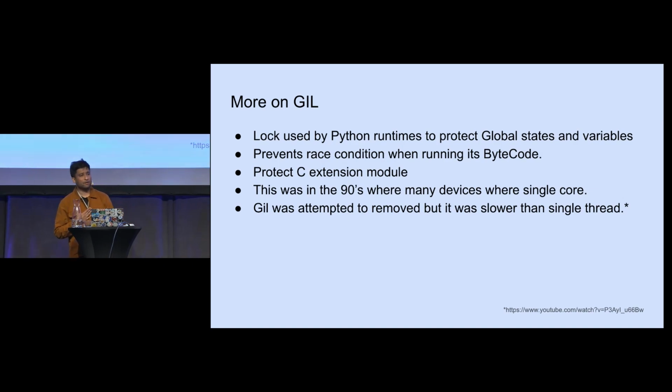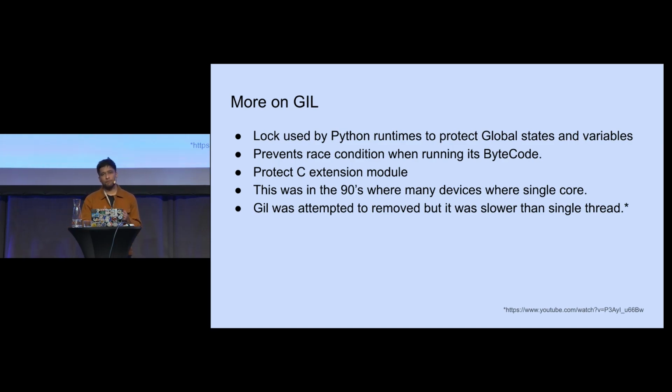So let's see more on the GIL, because it is one of the reasons that David mentioned we have problems with multithreading. The GIL was there before I was born. It was so old, and everybody was writing C extensions assuming it was there. It also protects the global state. It prevents us from race conditions and deadlocks.